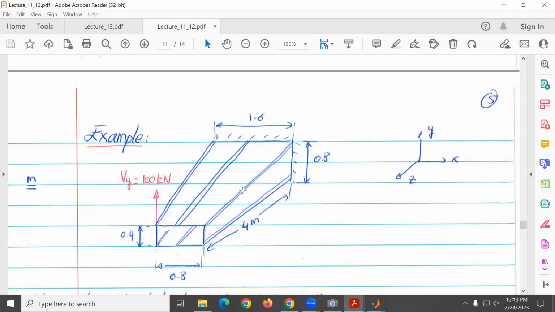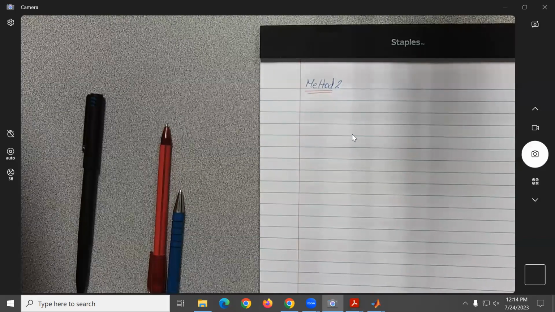Okay? And then we're going to calculate sigma 1, sigma 2, sigma 3, sigma 4, sigma 5, sigma 6 at those two locations. Is that okay? Yeah, okay. So let's do that. That's basically what I did in the code. So let me go here to method 2.